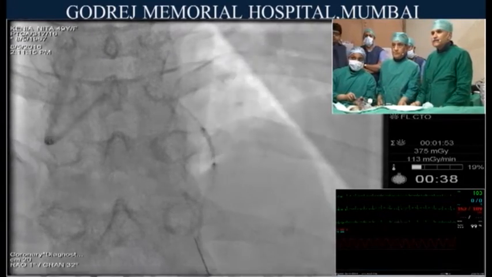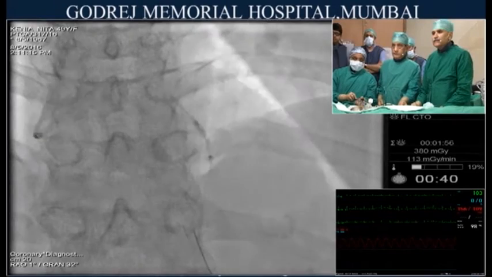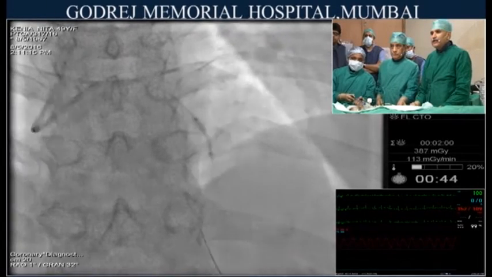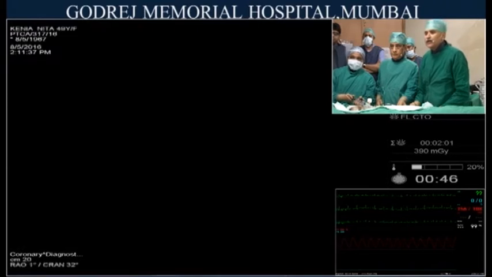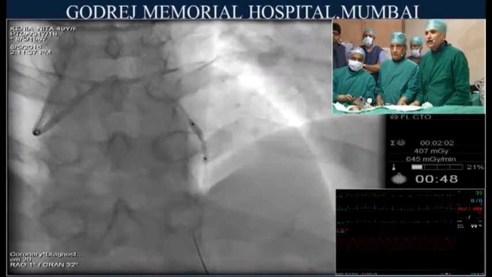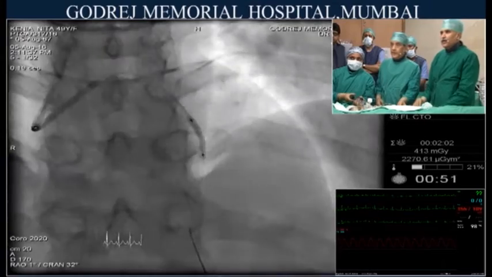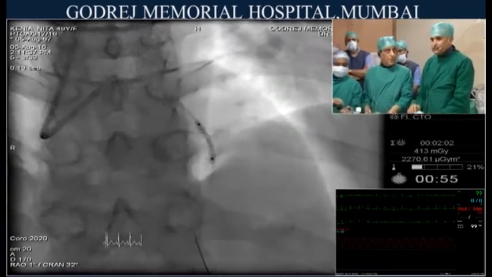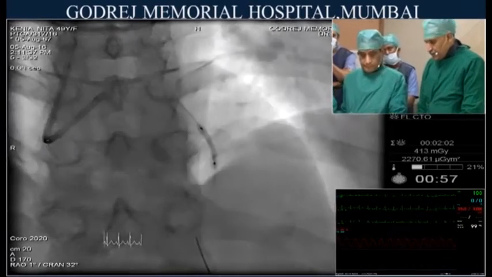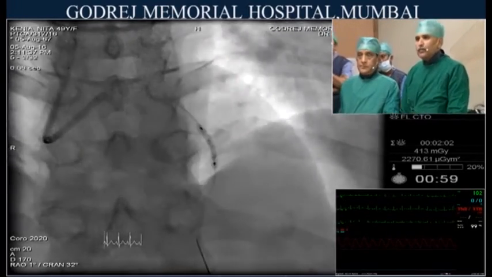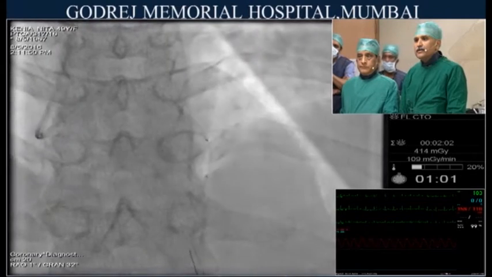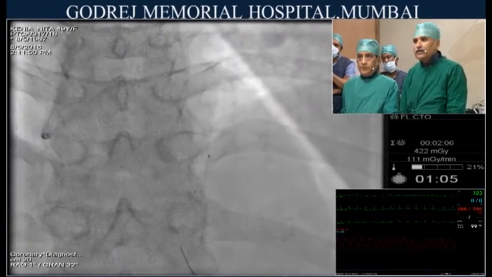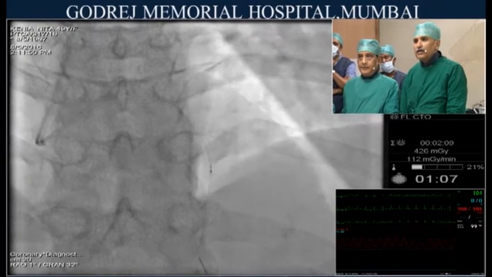It's pushing out again. 5, 6, 7, 8, 9, 10. Very fibrotic lesion. Yes, it is very fibrotic. And although it looks like an acute syndrome, the patient is troponin positive. Yes, let's go distal. Do you want to size a little further? No, no, just dilate here. Yeah, dilate here.